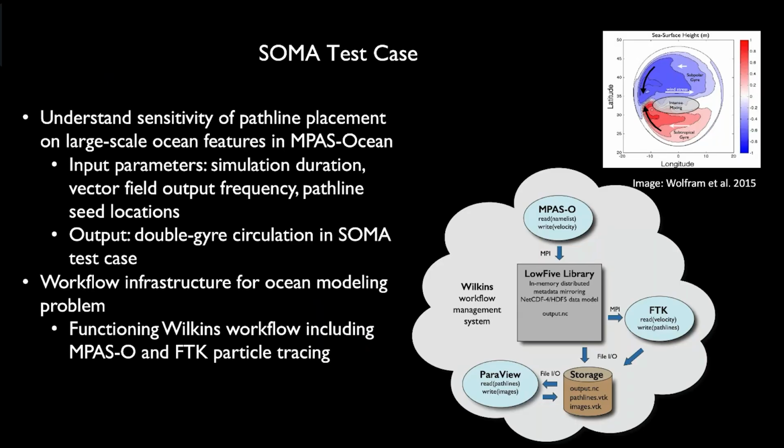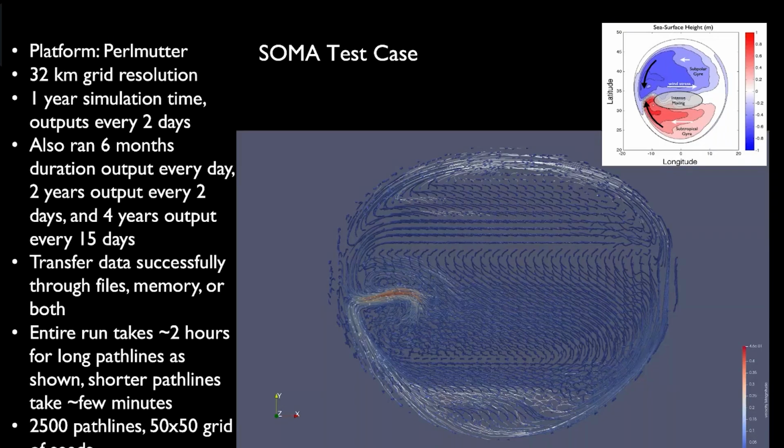So in this test, we ran the SOMA test case of MPAS-Ocean at 32 kilometers resolution, and we tried various simulation times: 6 months, 1 year, 2 years, and 4 years. The data transfer was done through memory, through MPI. The whole thing for the 1 year run took about 2 hours to execute in total. And the pathline particle tracing was 2,500 path lines on a grid of 50 by 50 seeds. You can see a view of that in the lower right.